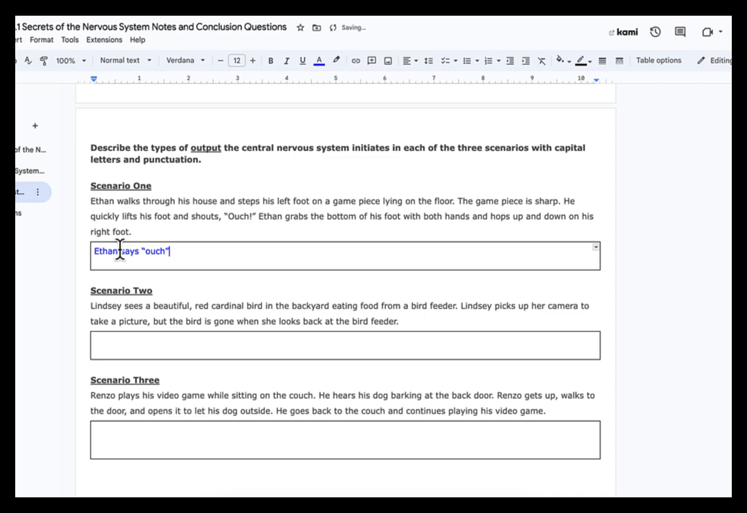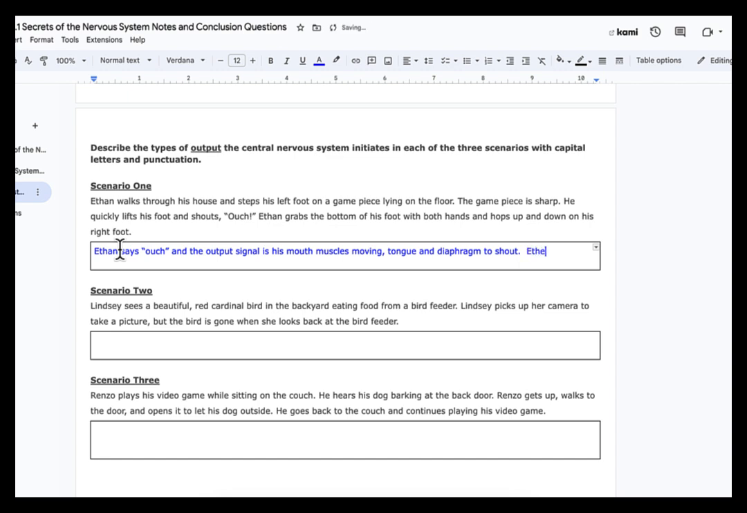Let's spell it correctly, spells "ouch," and the output signal is his mouth muscles moving. This would be his tongue and his diaphragm. And when we're talking about diaphragm, that's that muscle that is kind of in the middle of your body that band and choir teachers usually tell you to sit up straight. That's what controls your breathing. So he's going to use that to shout. So the moving is his muscles and his tongue, diaphragm to shout.